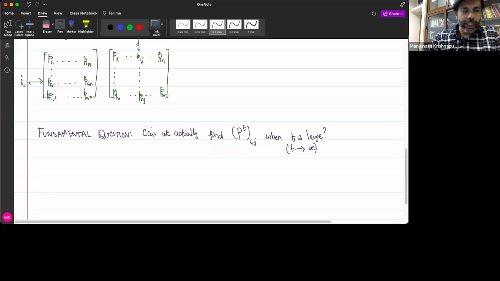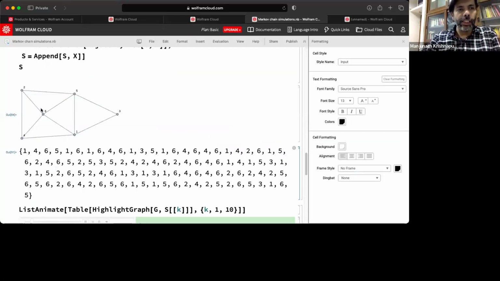Okay, so let's take this. That's what I was asking here. So let's take this random graph example. Here there is a graph. Now I start at some state, maybe 1. After a long time, is it more likely to be at 3 or is it more likely to be at 2? Can we tell that?